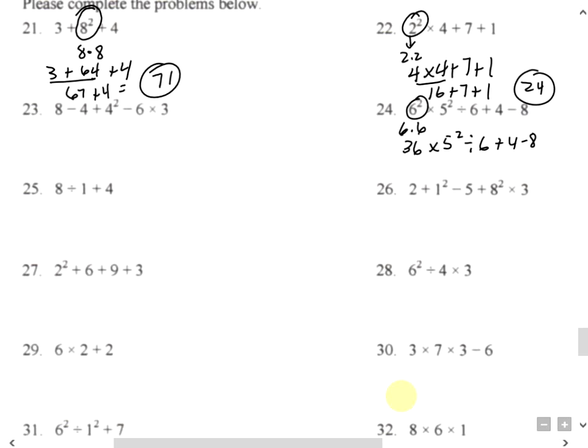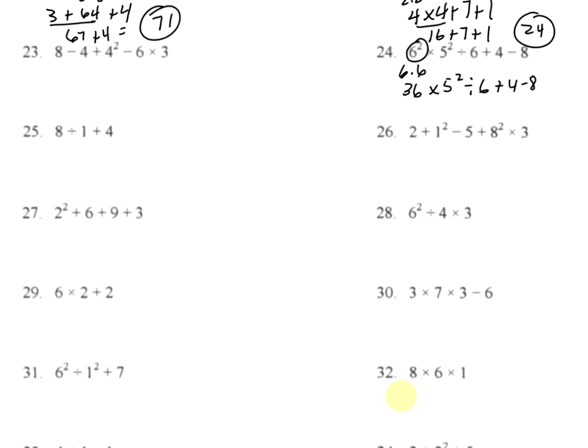As you can tell, I rewrote the problem now that I've done the first step. Second step would be what? Gabby? Multiply 36 times 25. Why 25? Yeah, you're on the right track. Just tell me that step you did. You do 5 times 5 next because that's 5 to the second power. So that's 36 times 25 divided by 6 plus 4 minus 8.